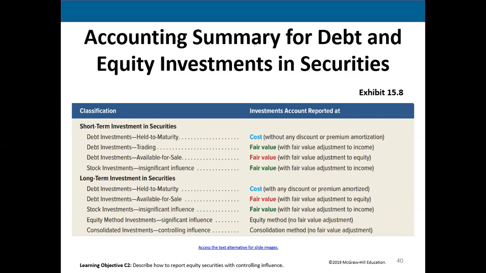the income statement. If we do have significant influence, we report them under this equity method investment, where we don't use any kind of fair value adjustment, but we saw there's special types of journal entries to record the investor's portion of the other company's net income and dividends. And then if we own more than 50%, we had a totally different method called consolidation, and we took a look at that on our Word document.